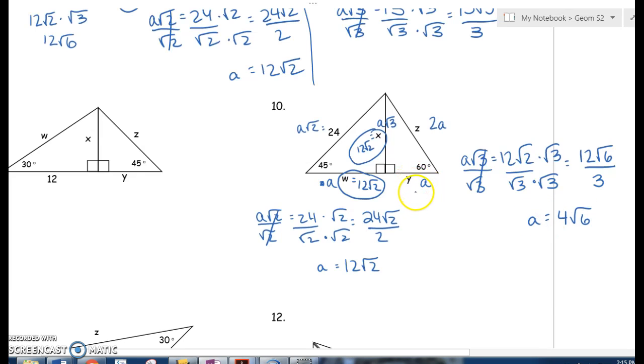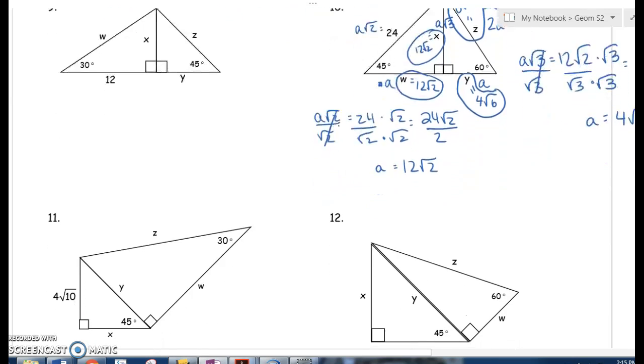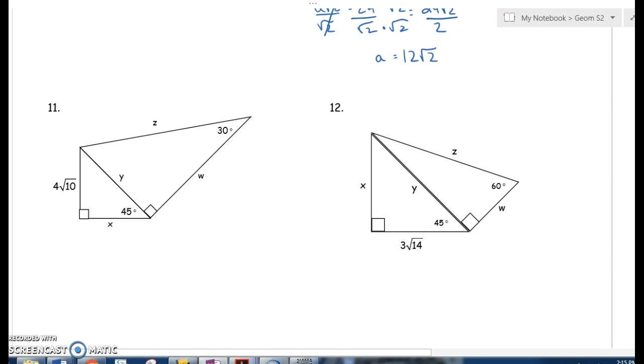So this side with the y is A, so I know that side is 4 root 6. And then this side with the z is 2 times A. So I'm going to do 2 times 4 root 6. 2 times 4, you're going to get 8 root 6 for z. So it can be a little confusing. You got to keep each triangle kind of separate, and they might have their own A's and different markings. All right, let's look at 11, and then I'm going to have you try one.